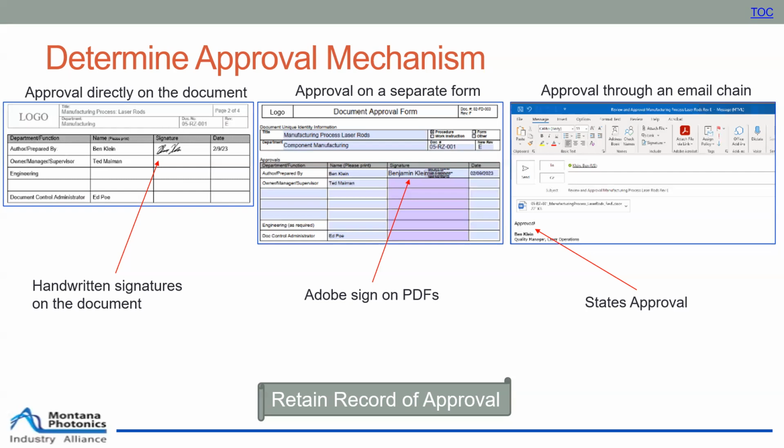You could even have approvals simply through emails, where you send the document to your approvers who simply respond to the email as, quote, approved. However you decide to do it, you'll want to retain record of the approval for future reference as necessary.